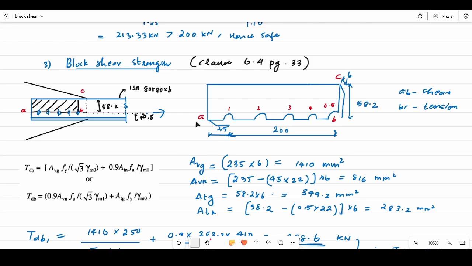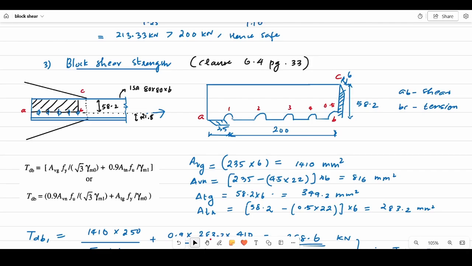Now what will the gross area be? For shear, AB will be the surface. Without any type of bolt holes, we can calculate the total area. We know that the end-to-end distance, outermost, is 200, and the edge distance is 35. So the total length will be 235, and the thickness is 6 mm, because we are using a 6 mm angle section, so that has to be multiplied. Basically the shaded portion will be the area which is subject to tension, and this is the shaded portion where the shear occurs.